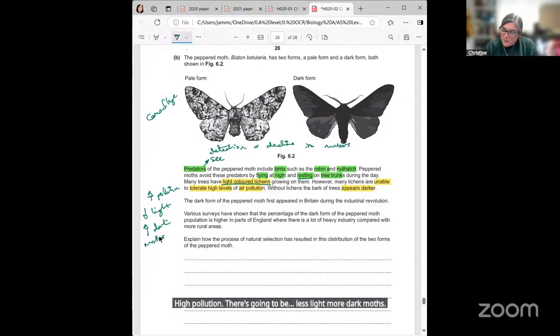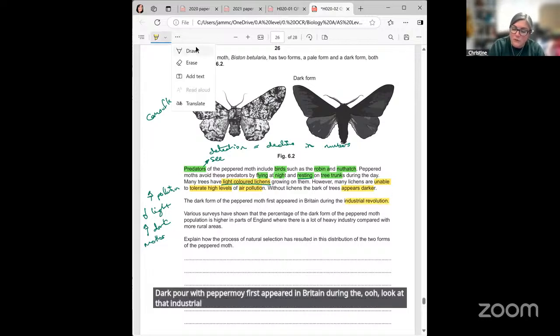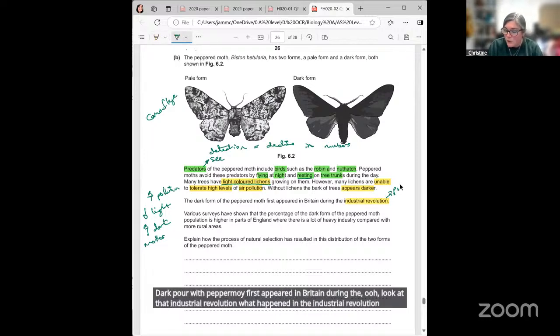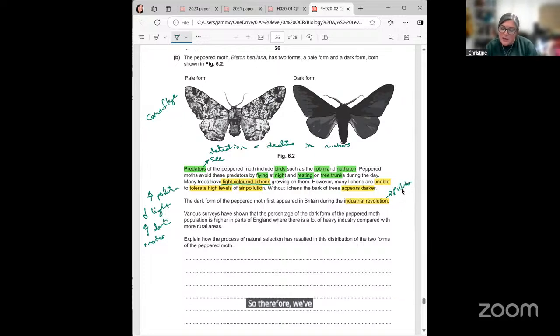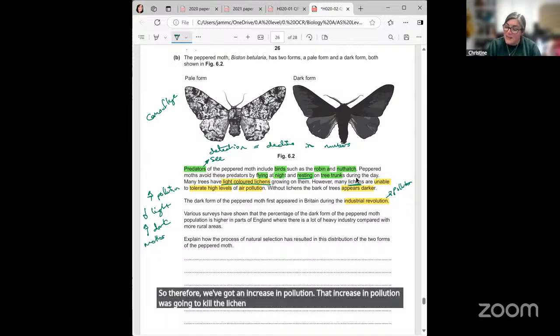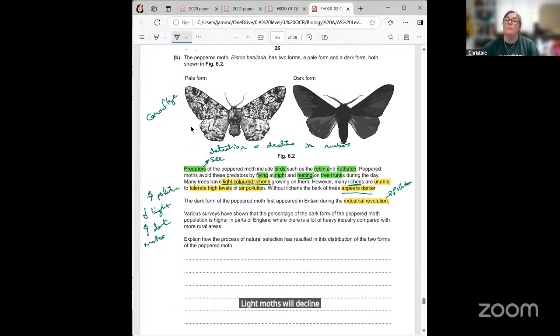The dark form of the peppered moth first appeared in Britain during the, look at that, Industrial Revolution. What happened in the Industrial Revolution? Pollution. So therefore, we've got an increase in pollution. That increase in pollution was going to kill the lichen because they can't tolerate a high level of pollution. So if there's no lichen, the trees are going to appear dark. Therefore, the number of the light moths will decline. The number of the dark form is going to increase.